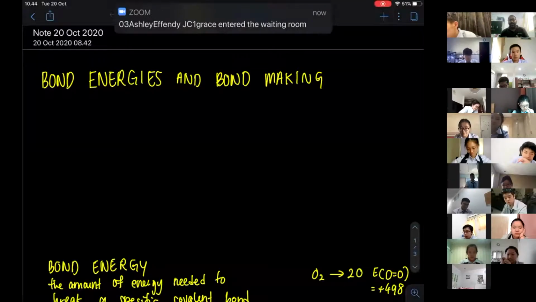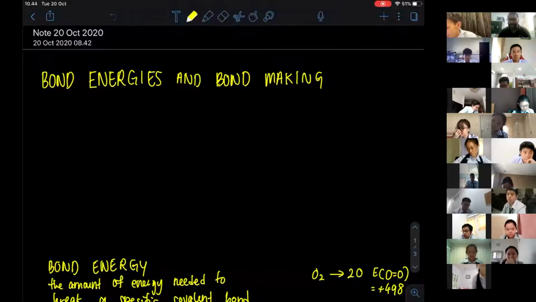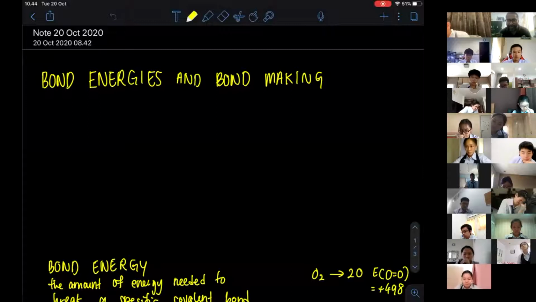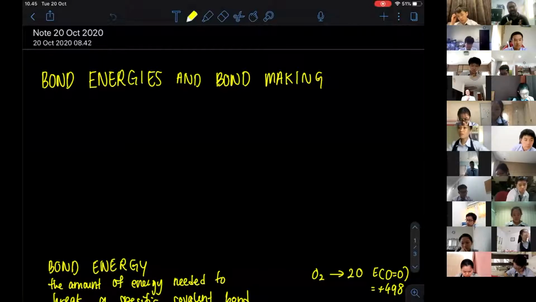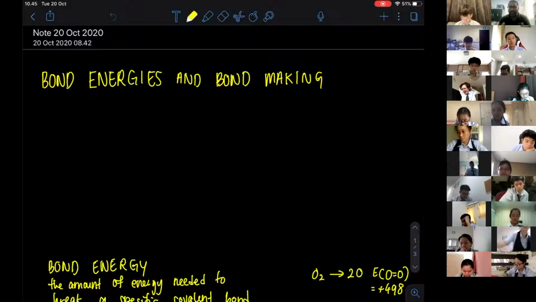Making. So bond energies and bond making. Please remember, I did some rough introduction before. For any chemical reaction, there will be both bond breaking and bond formation. Only for some reactions there is only formation, with no bond breaking, but most of the time they do have bond breaking and also bond formation. Very, very important. So let's look at what bond energy and bond making are.